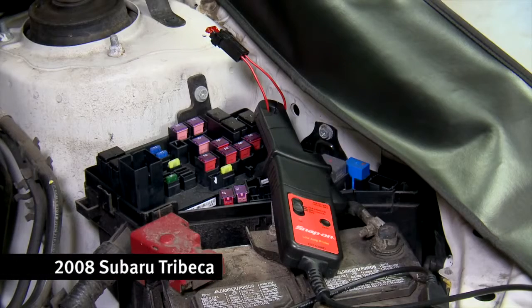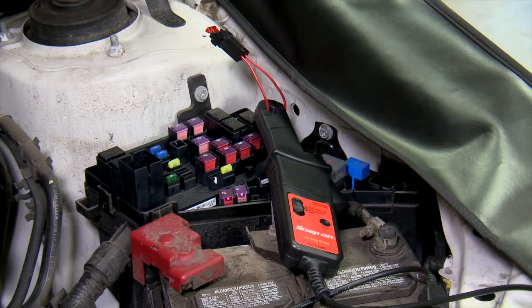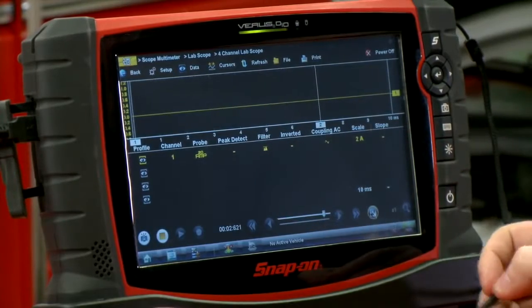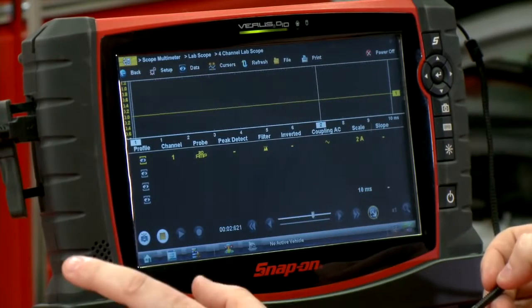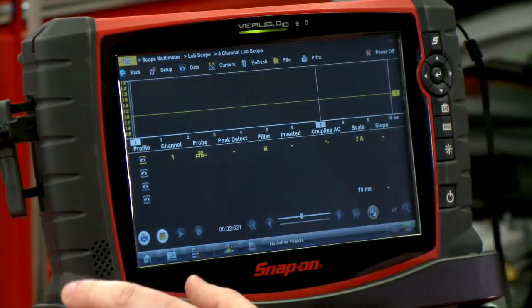Alright, so I already have a low amps probe hooked up in the circuit. I pulled out one of the fuses, put a jumper wire in there, and put the amps probe around that. And really you can tap in anywhere on the circuit to do this test, as long as the amp probe's around one wire. I've got it set up on a 2 amp scale, 10 millisecond window. Let's go crank it over and see what we get for a pattern.